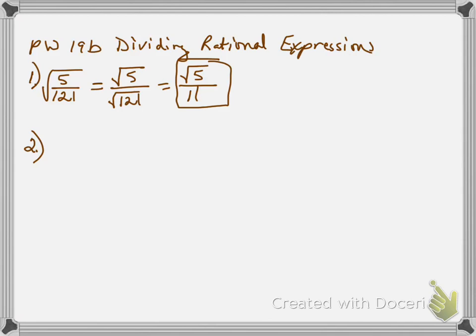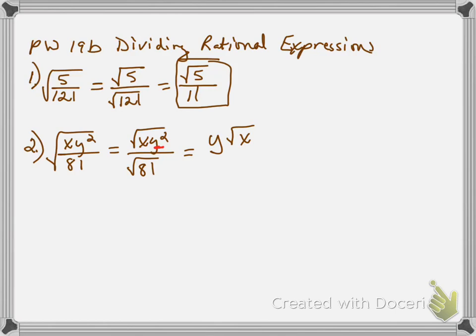Number 2, we have the square root of xy squared over 81. Right? We split it up. We have the square root of xy squared over the square root of 81. Right? We can take the square root of y squared. The square root of y squared is just y, but we're left with that x on the inside. And the square root of 81 is 9. Right? That's your answer for number 2.